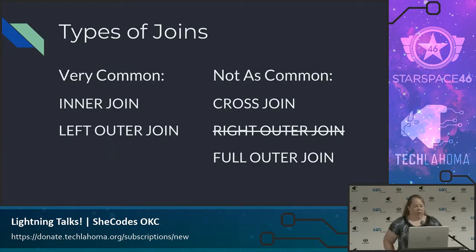So we went through those types of joins. We had inner join and left outer join, which are very common. Cross join and full join are not as common. I would say probably full join is more common than cross join. And then right outer join, like I said, you don't need to do that. Just use a left join.